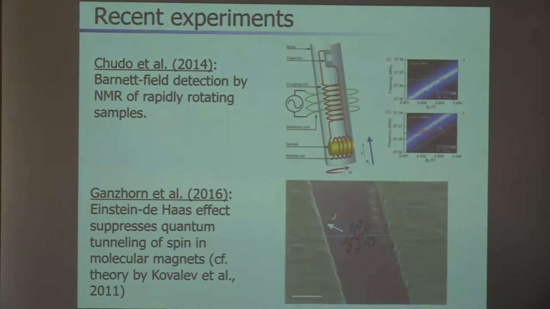Now here, this is a very recent experiment from Professor Bernstorfer, where he showed that if you have a molecular magnet attached to a suspended carbon nanotube, then the Einstein-de Haas effect is active in suppressing quantum tunneling of spin in these molecules. So I think these modern electron microscopes are really amazing. Look at this resolution power here.